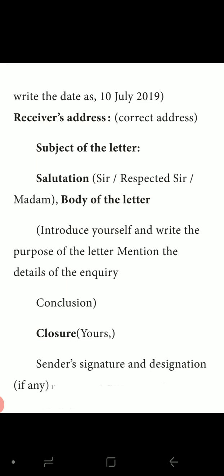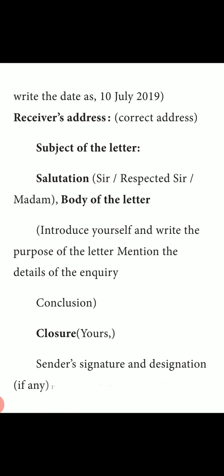Then subject of the letter. So what is the letter about? Then salutation. Can you say what is salutation? Salutation means dear sir, sir, respected sir, madam, anyone you want to write. Then body of the letter, the content of the letter. Introduce yourself and write the purpose of the letter. Mention the details of the inquiry and then conclusion. Conclusion means closing paragraph.